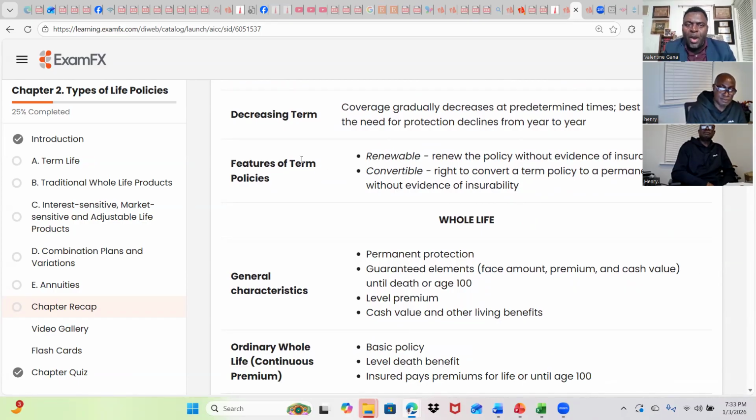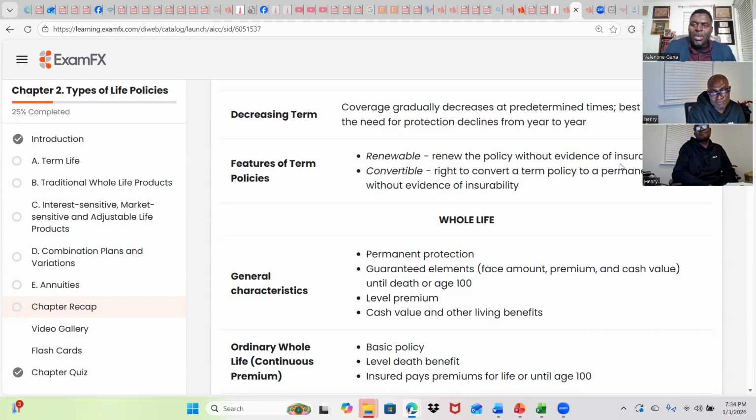Here they say a feature of term is that it is renewable. So you can renew your term with evidence of insurability. So you can have a 20-year term, and at the end of the 20 years, your policy expires, so you don't have a policy anymore. However, the insurance company can offer to renew that policy. But at that time, you have to do a test to show that everything is still okay with you. And that's a risk, because if you had it at 40 and then you're renewing it at 60, something might have cropped up at that time.